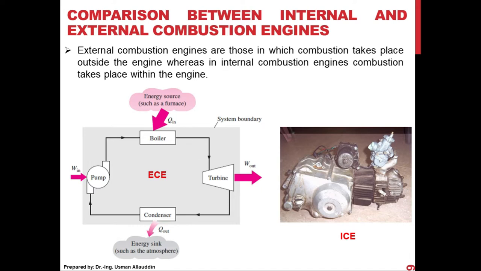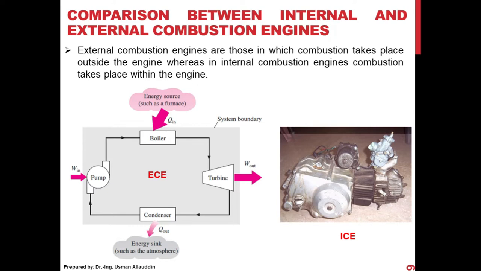Whereas in an internal combustion engine, there will be no dedicated device, there will be no dedicated space, but there will be a small portion inside the system where the combustion will be taking place. So that is why they are called internal combustion engines. In an internal combustion engine, combustion will be taking place within the engine, whereas in an external combustion engine, combustion will be taking place outside the system.